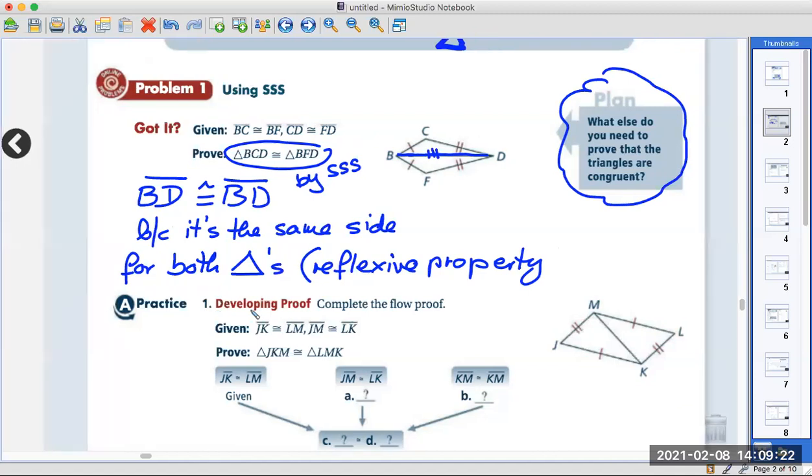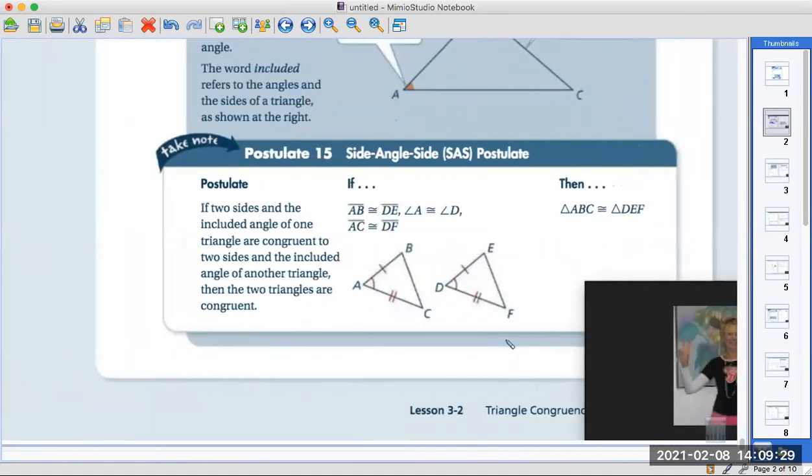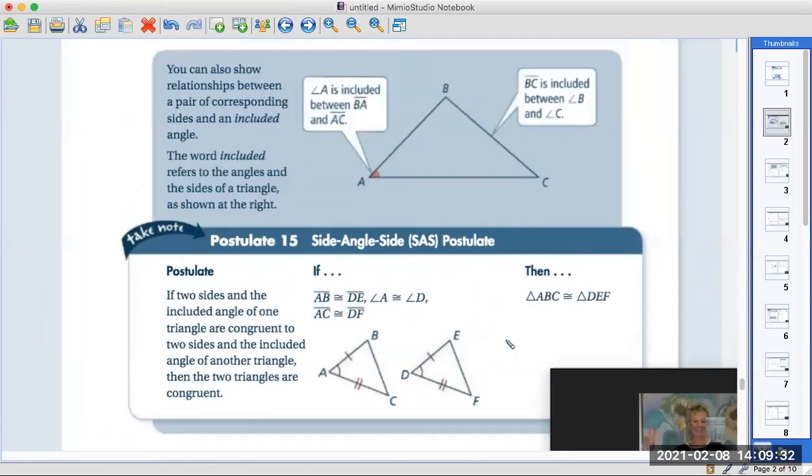And I'm skipping to the next page, which is, I don't know why this came. I didn't want to do that. This is page 131 on the bottom. Now we're looking at the SAS postulate. Now, the part about the SAS postulate that you have to remember is that the angle, that one angle that's in the postulate, right? Side angle side. Oh, it's written right here. Side angle side. The angle has to be between the two sides.